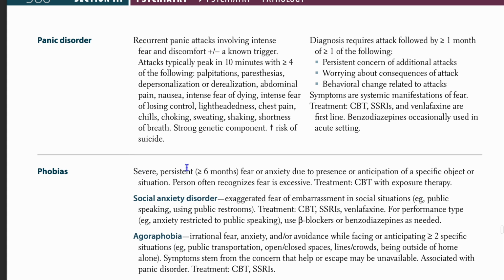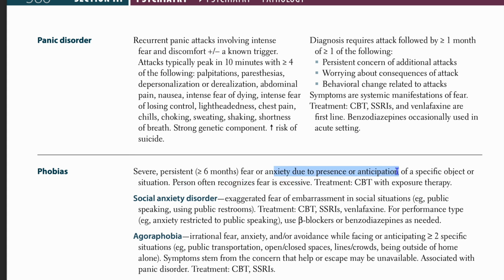Phobias: severe, persistent, lasting six or more months. Fear or anxiety due to presence or anticipation of a specific object or situation. Person often recognizes fear as excessive. Okay. Treatment is CBT and exposure therapy. So that's important here. They recognize that it's excessive, right? And here they do not recognize that.